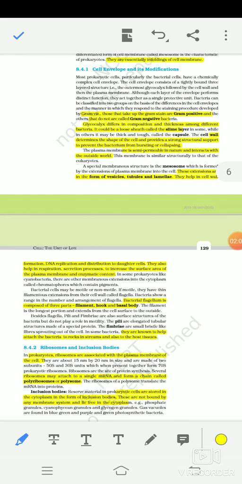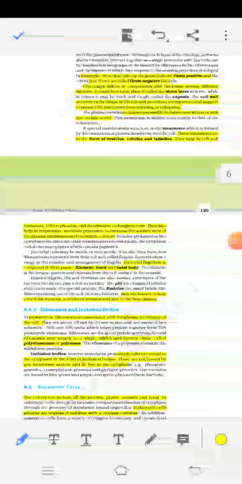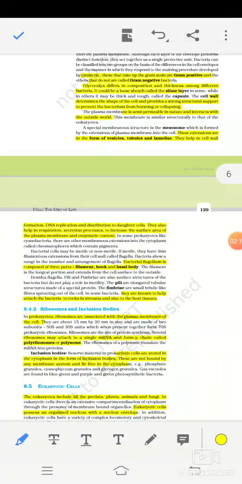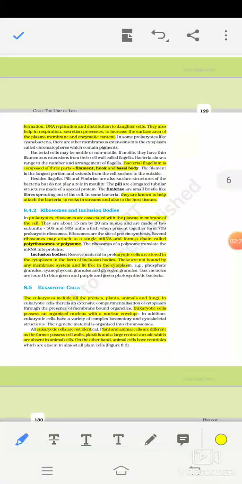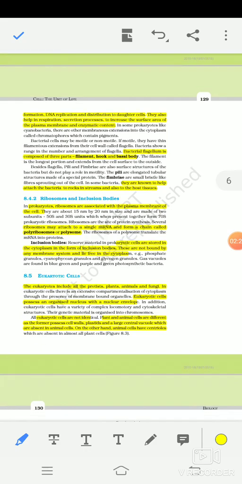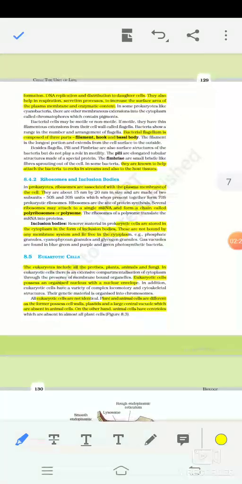The plasma membrane is semi-permeable in nature and interacts with the outside world. The membrane extensions are in the form of vesicles, tubules, and lamellae. They help in cell wall formation, DNA replication, and distribution to daughter cells. They also help in respiration and excretion processes, and increase the surface area of the plasma membrane and its enzyme content.